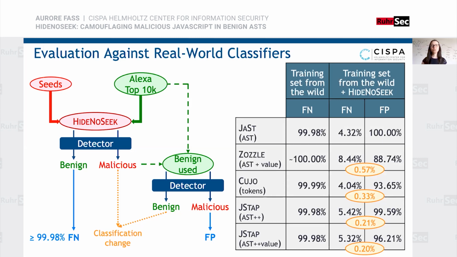Either we have almost 100% false negatives on HideNoSeek samples, or we have almost 89% false positives on the benign inputs used for the camouflage. So either way, neither AST nor token nor control and data flow based detectors were effective against HideNoSeek.